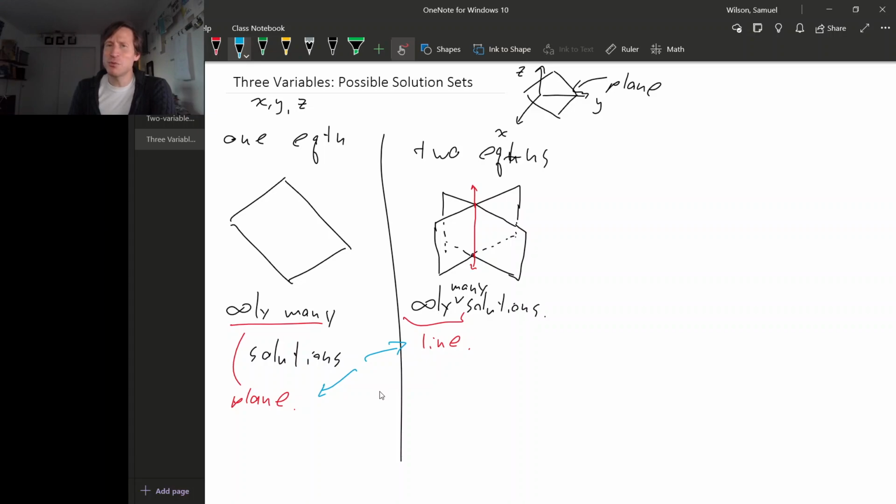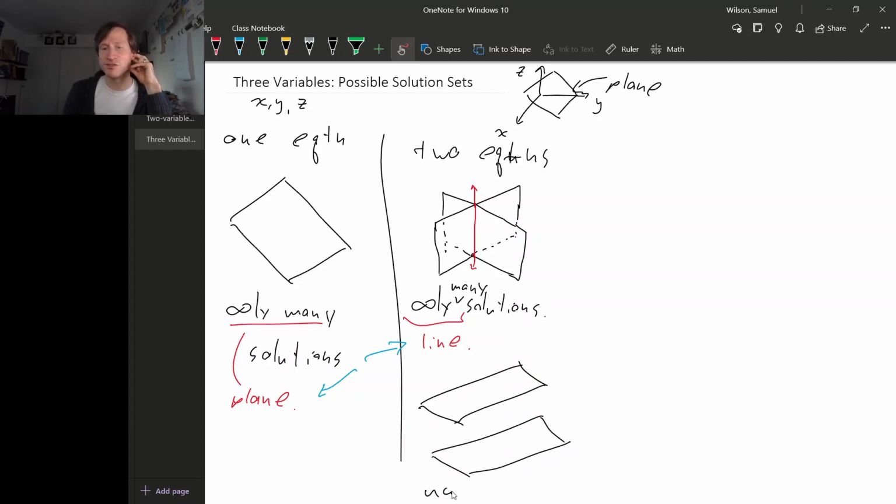So one of the things that we're going to have to wrestle with is what is the right way to describe this difference in the size of the collection of solutions? Right, the plane versus a line. Because they're both infinite, but there's some sense in which the plane is bigger. So this is one possible configuration when you have two planes. Another possible configuration when you have two planes is that the two planes are parallel, like this. In this case, there are no solutions.